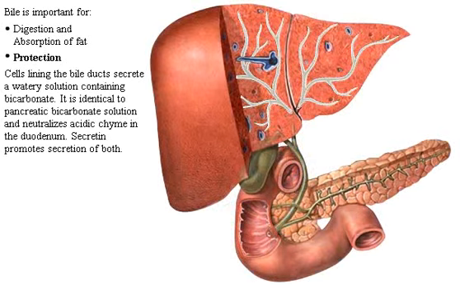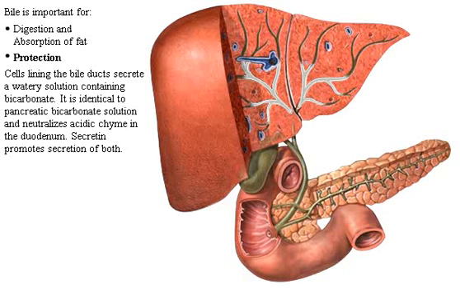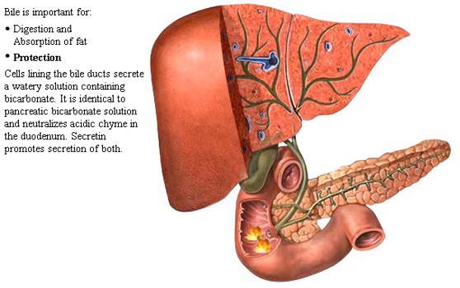Cells that line the bile ducts secrete a watery solution containing bicarbonate. This solution is identical to pancreatic bicarbonate solution and neutralizes acidic chyme in the duodenum. Secretin promotes secretion of both.